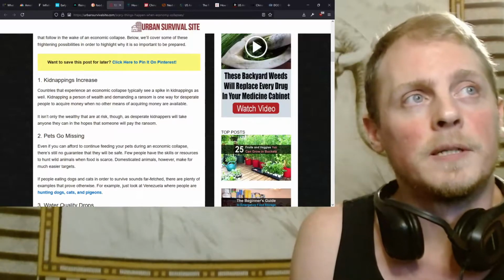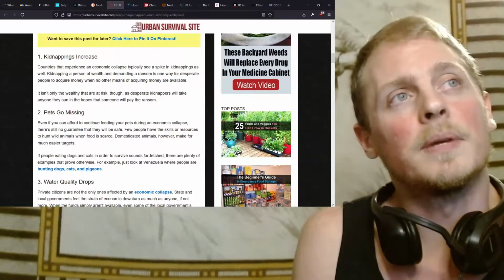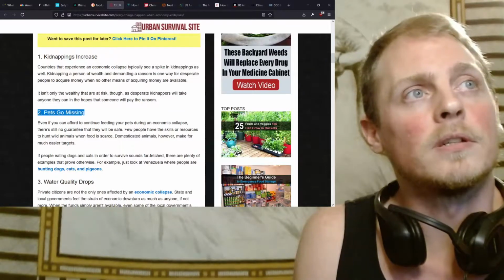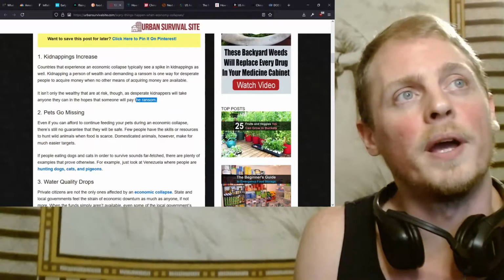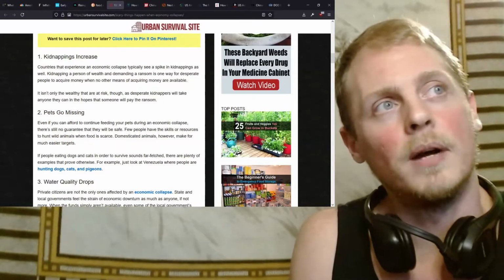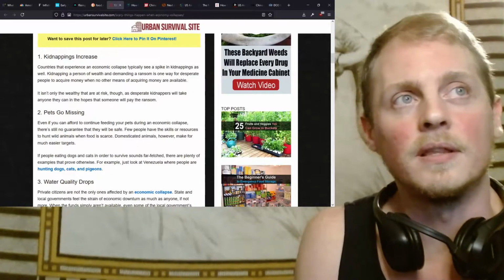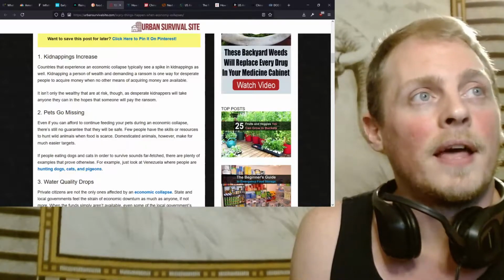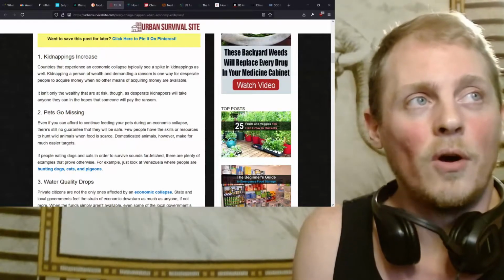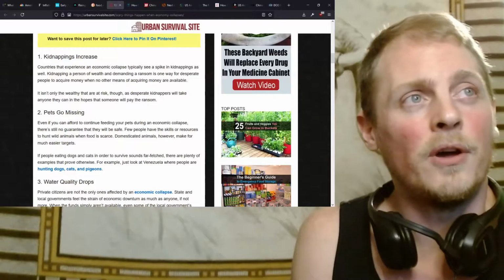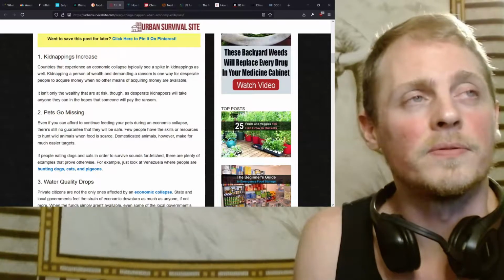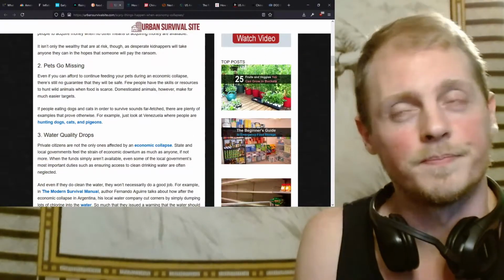Kidnappings increase. Countries that experience an economic collapse usually see a spike in kidnappings as well. Kidnapping a person of wealth and demanding a ransom is one way for desperate people to acquire money when there is no other means of acquiring money available. It isn't only the wealthy that are at risk, though, as desperate kidnappers will take anyone they can in hopes that somebody will pay a ransom.